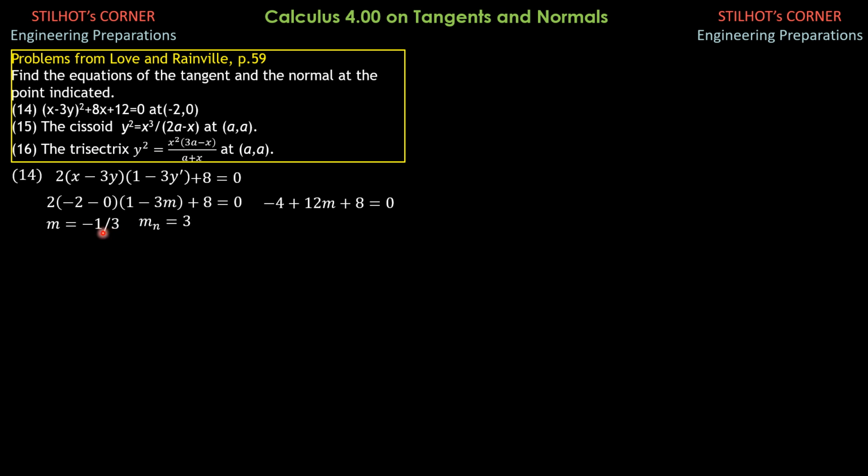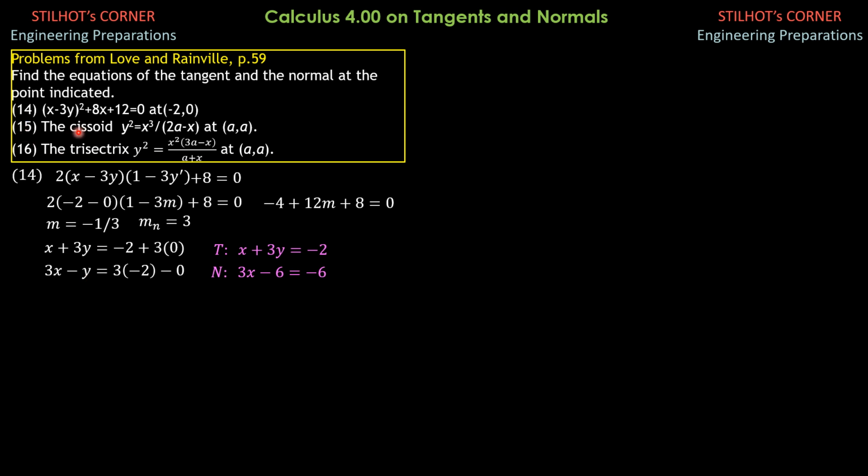So the tangent is in the form x + 3y, because the slope is -1/3. So x + 3y = -2 + 3 times 0. The equation of the tangent therefore is x + 3y = -2. While the normal is 3x - y = 3 times -2 - 0. So the normal is 3x - y = -6. So that's for problem 14.